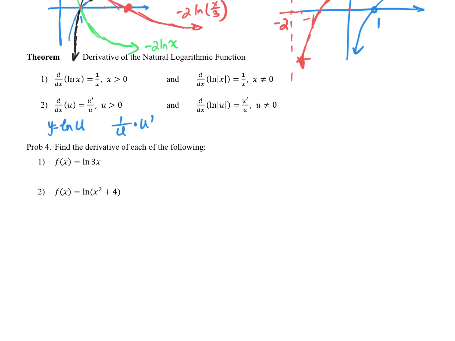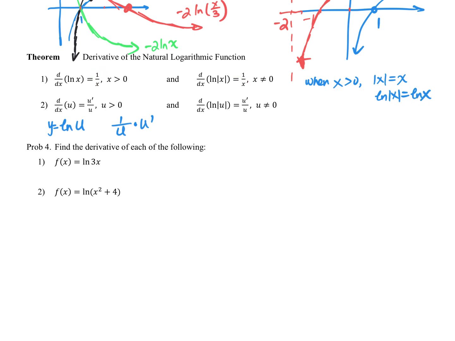Now, this can actually be extended. The derivative of ln of the absolute value of x is equal to 1 over x. This can be seen as follows. When x is greater than 0, the absolute value of x is just the same as x. Therefore, the derivative of ln absolute value of x will be just the derivative of ln x, which is 1 over x.